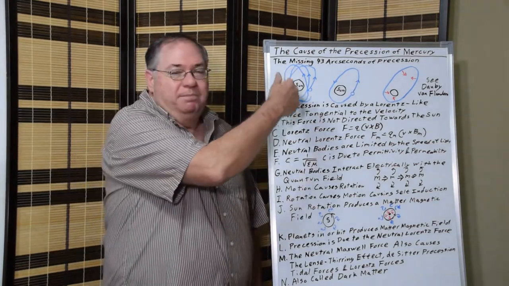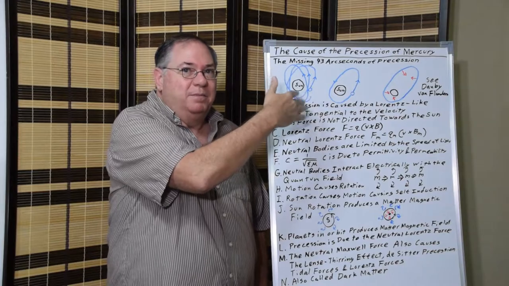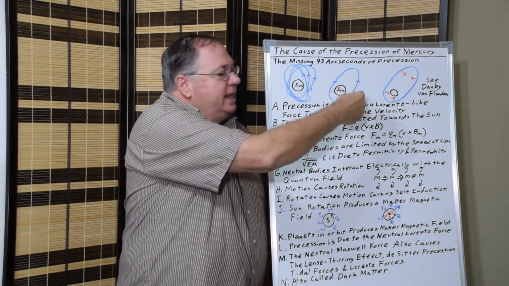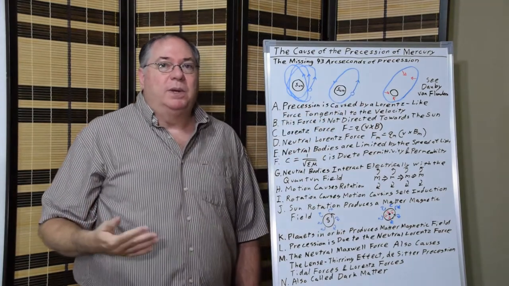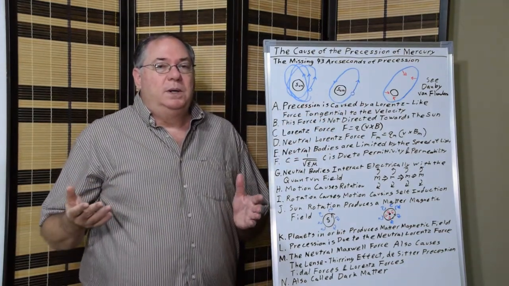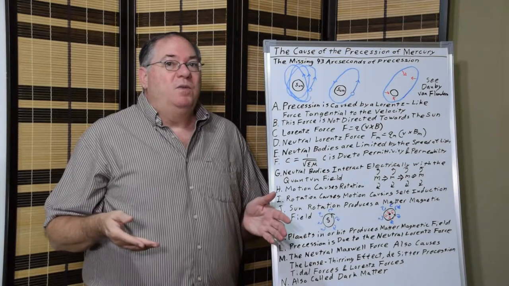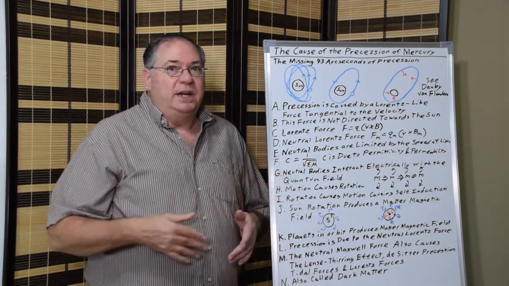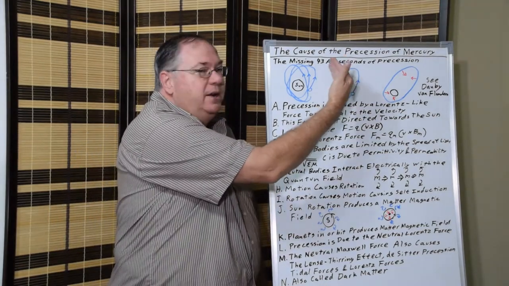In this case, I've exaggerated the rate of precession to illustrate. But normally you can think of it as just having an elliptical orbit. And if there were no additional forces involved, a planet would just stay in a single fixed orbit and there'd be no precession.